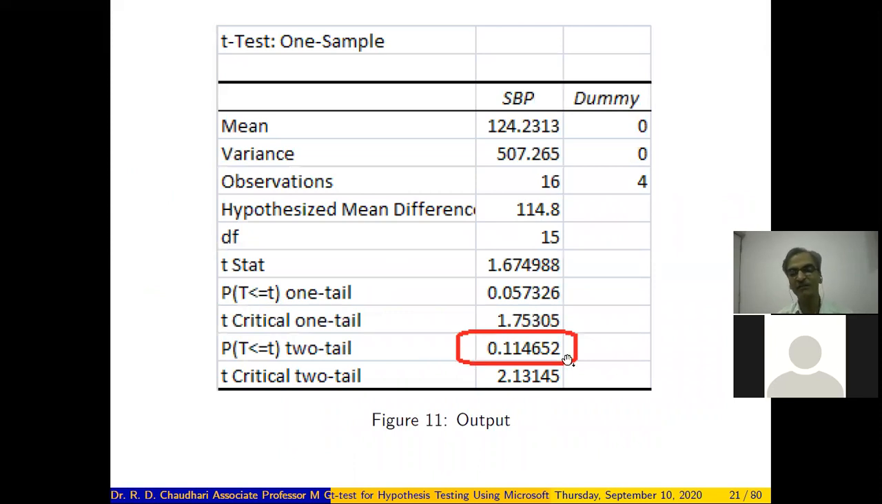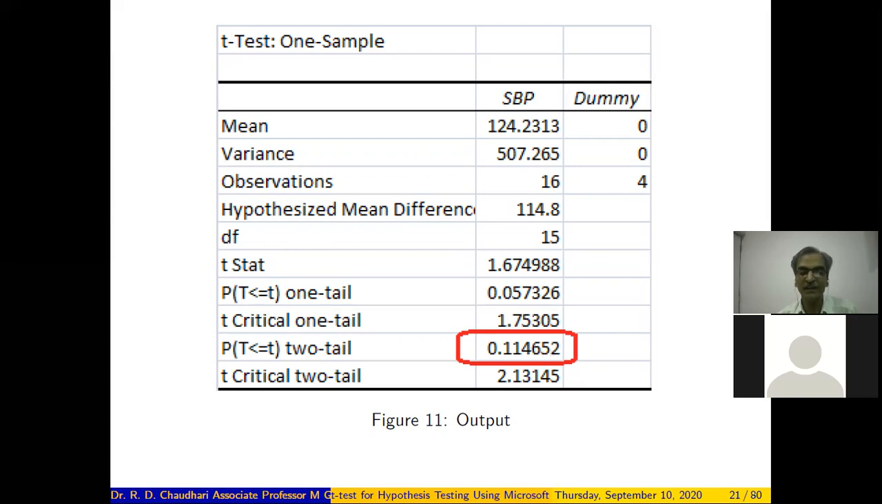So this highlighted value is the p-value, that is a probability value. It is also known as a significant value. It is 0.114652, right? So this is the p-value for the two-tailed hypothesis. And if you want to test one-tailed, then look at this last fourth value, that is 0.057326. This is the one-tailed p-value. Now since our alternative hypothesis is two-tailed, we are interested in the two-tailed p-value, which is 0.11465.